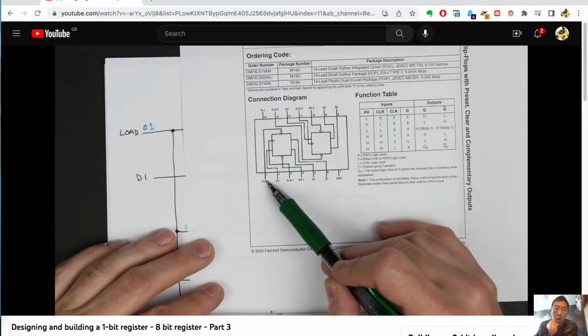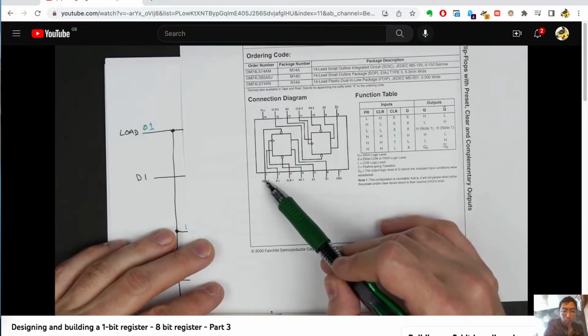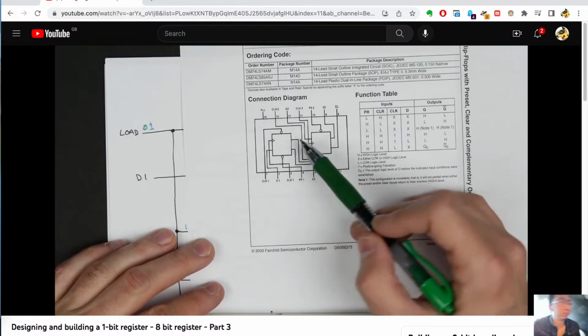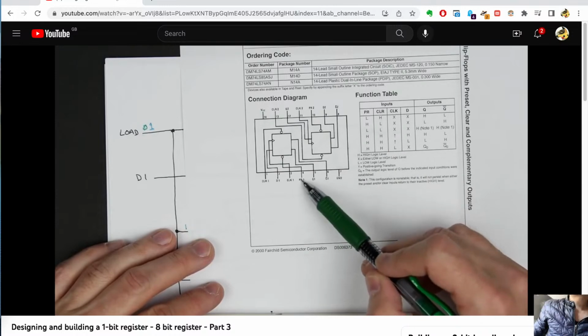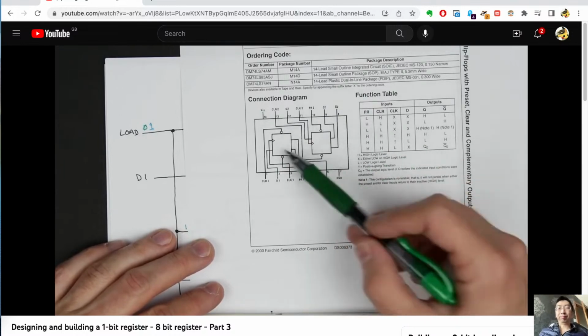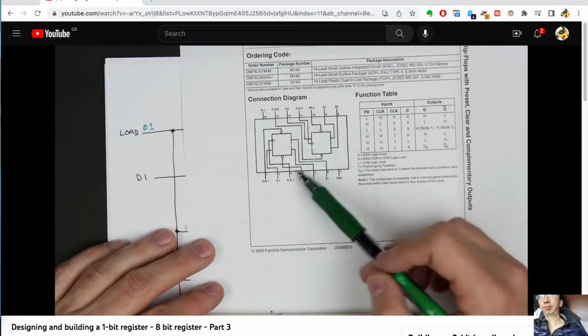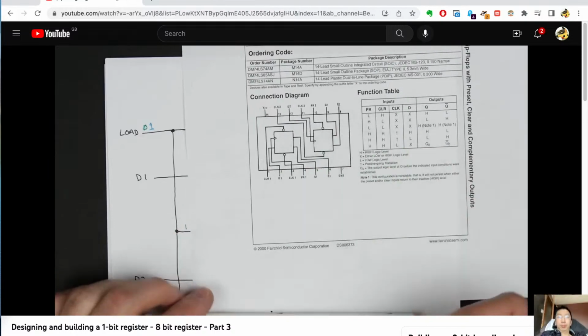It has a clear pin, so regardless of the clock input and everything else, if you take this clear pin low, then it just resets the flip-flop to 0. It's kind of an override. And then there's also a preset pin, which sets the flip-flop to 1. So we're not going to use those necessarily, but that's what the pins are. So we've got that here.